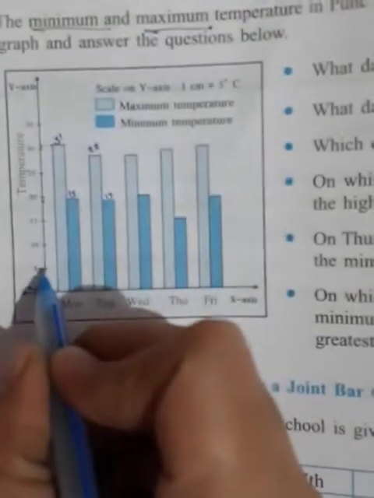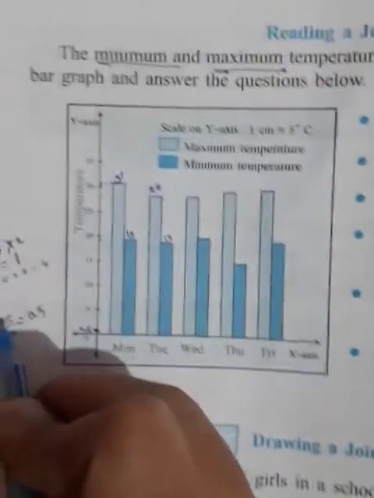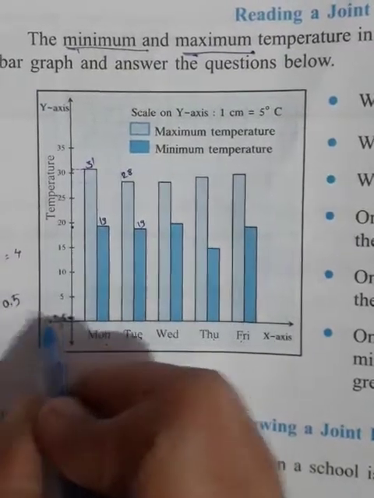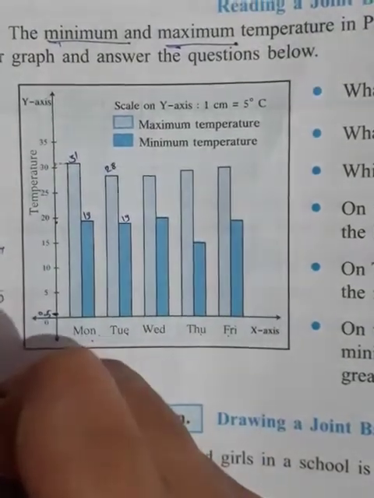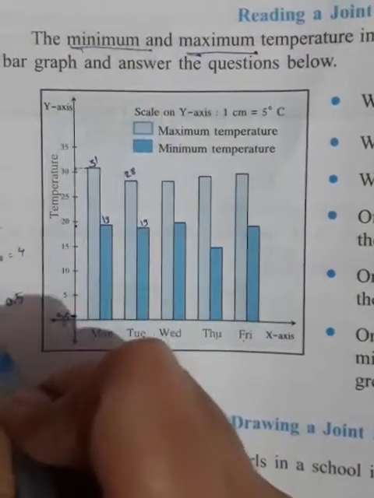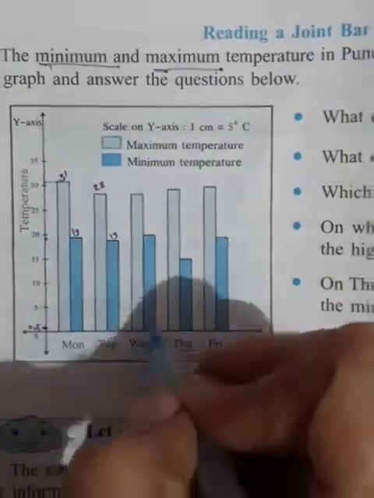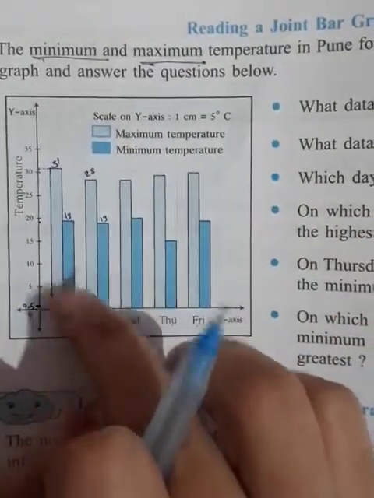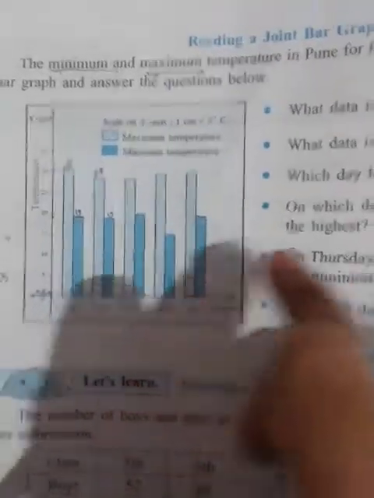So here 1 centimeter is equal to 5 degrees Celsius means what? Each one line is 0.5, because when we divide 5 into 10 equal parts we get 0.5, means each line is 0.5. Okay, so here 2 lines is equal to 1 degree Celsius, so remember that. So like this you can measure. These are the data related to maximum and minimum temperature on Monday, Tuesday, Wednesday, Thursday, Friday. Okay, now let's answer the questions.